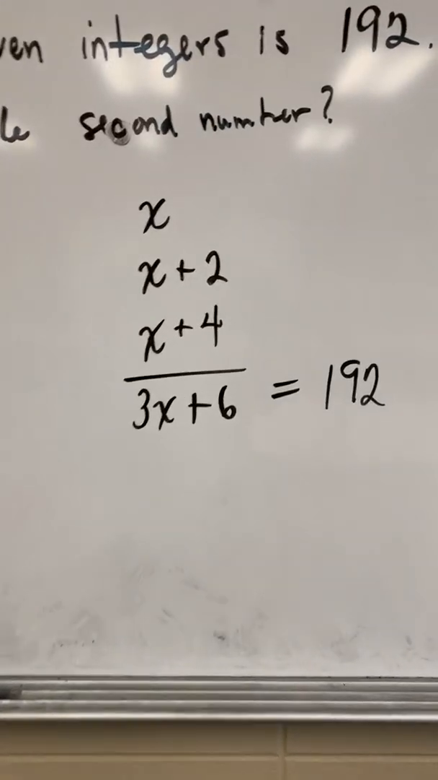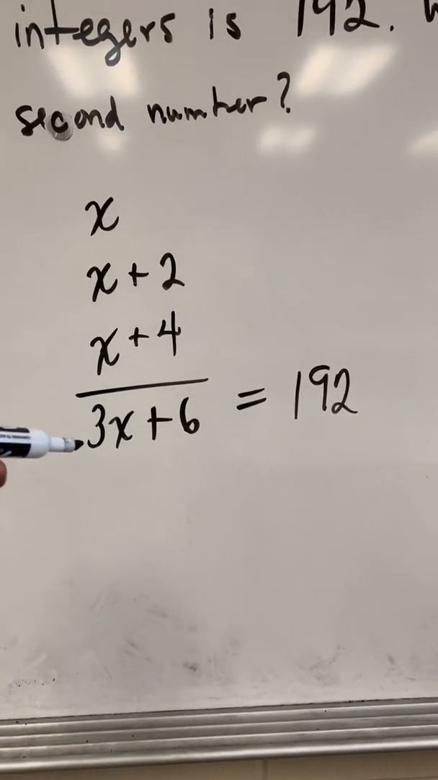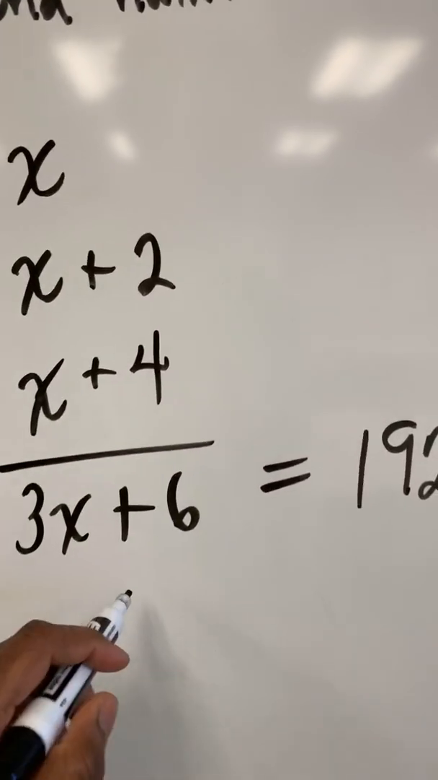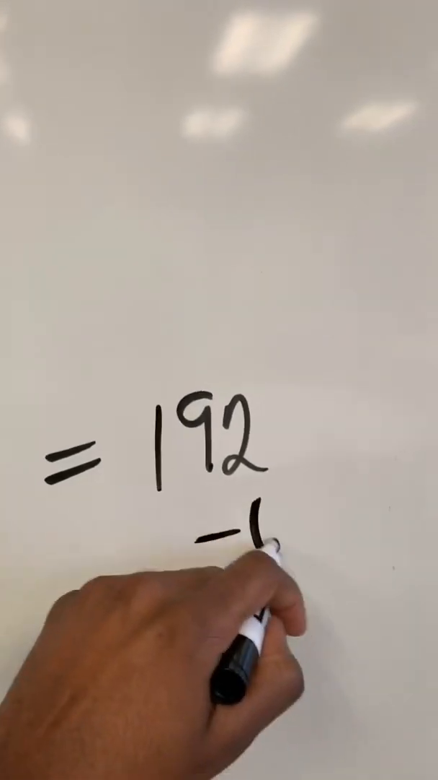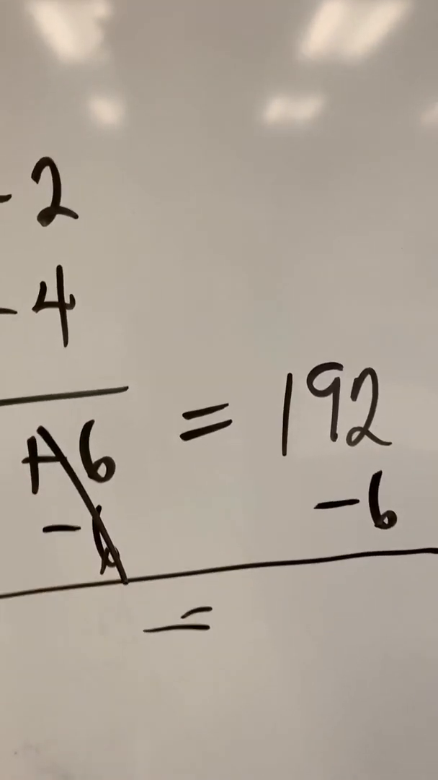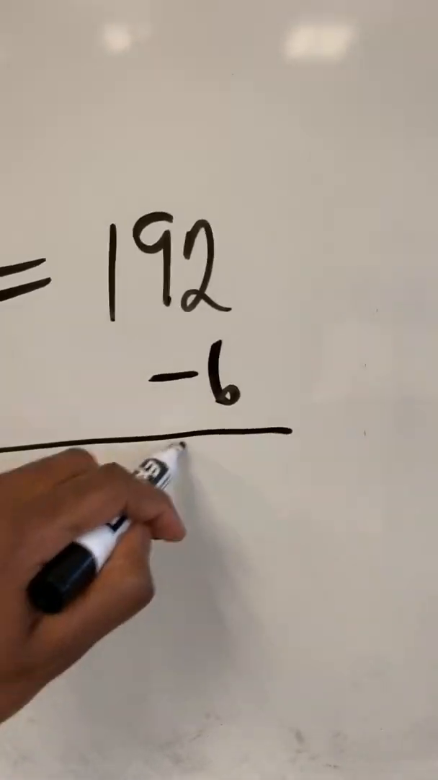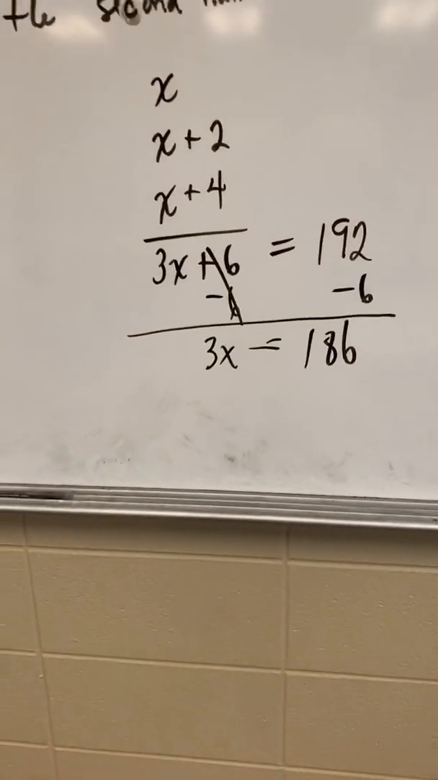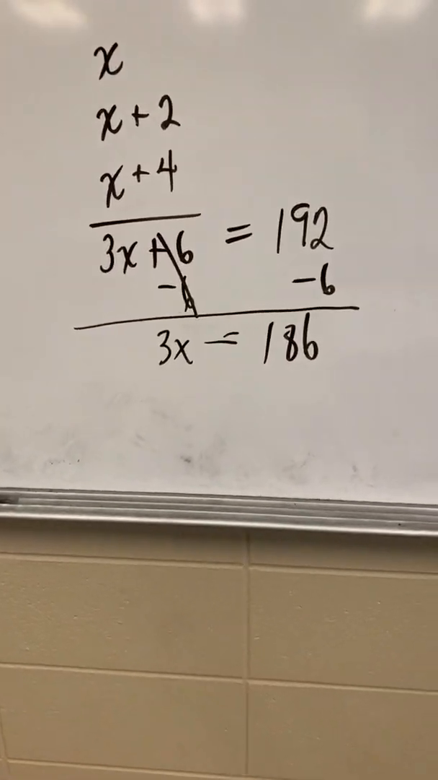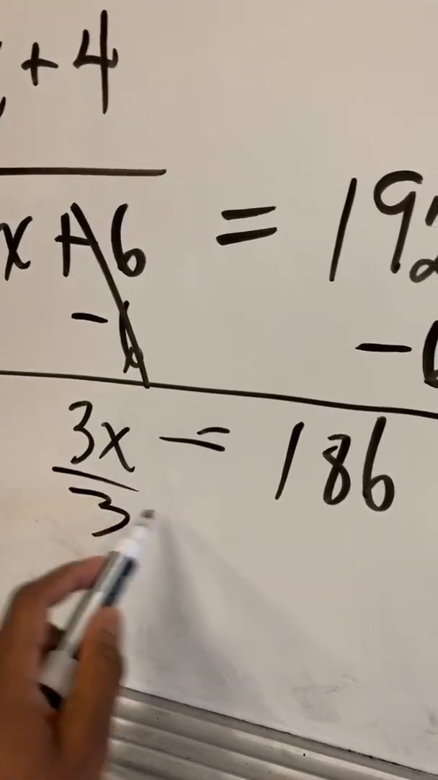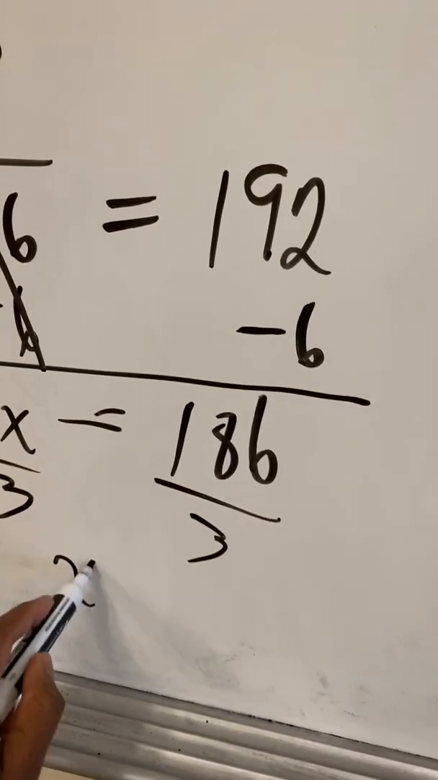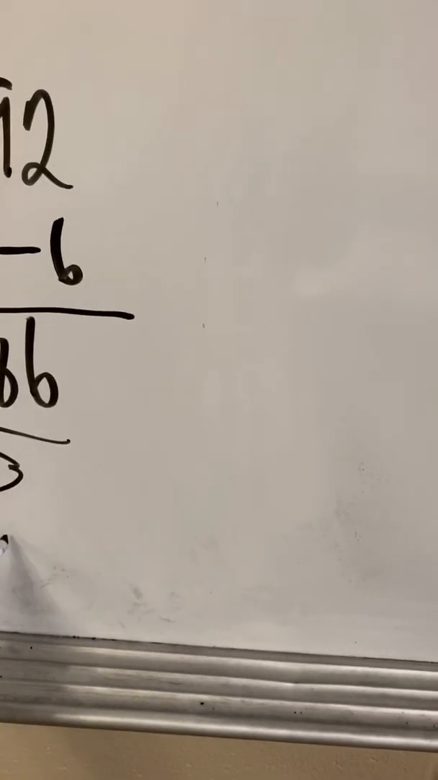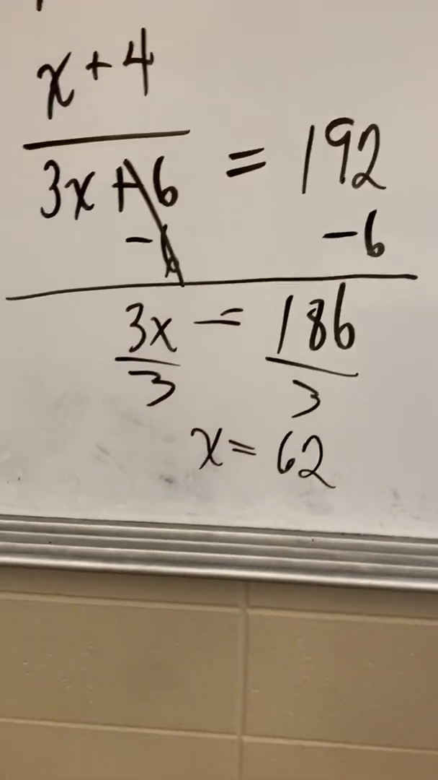All right, so we add up my x's straight down the column: 3x. 2 plus 4 is 6. The total is 192. Now I can subtract 6 from both sides, and that is 186. Now I can divide by 3. So x is equal to, what's that, 62? So x is equal to 62.